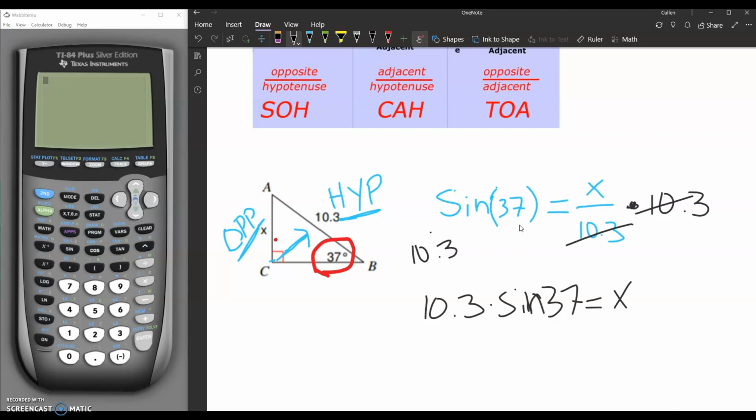And what I'm going to do is put this part on my calculator, and it will give me a number out. So let me do that. I'm going to do 10.3 times sine 37.